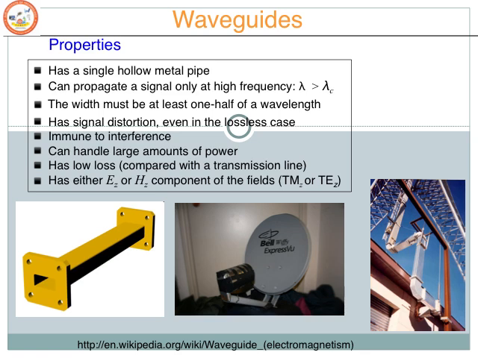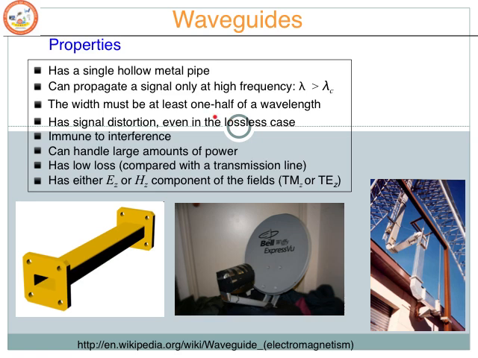So we tell that it is propagating the signal at high frequency. So we tell that the lambda is greater than lambda c, and the width must be at least 1/2 of the wavelength. Whatever width is considered for the transmission of the signal, it must be at least 1/2 of the wavelength.